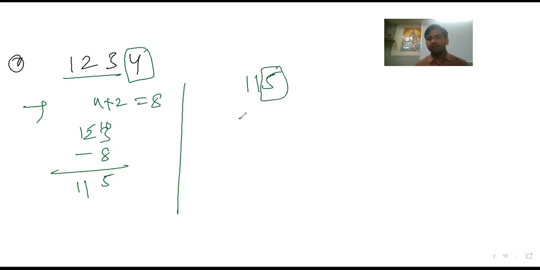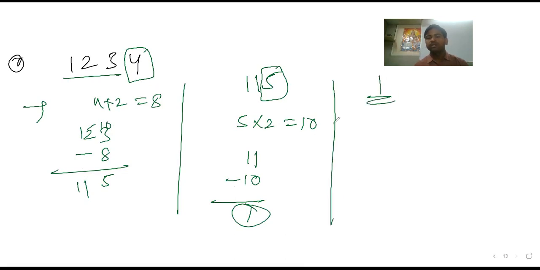Again, I take the last digit 5. 5 twos are how much? 10. You subtract it from the rest of the number: 11 minus 10, the answer is 1. Is 1 divisible by 7? It is not. Therefore, the entire number is not divisible by 7.